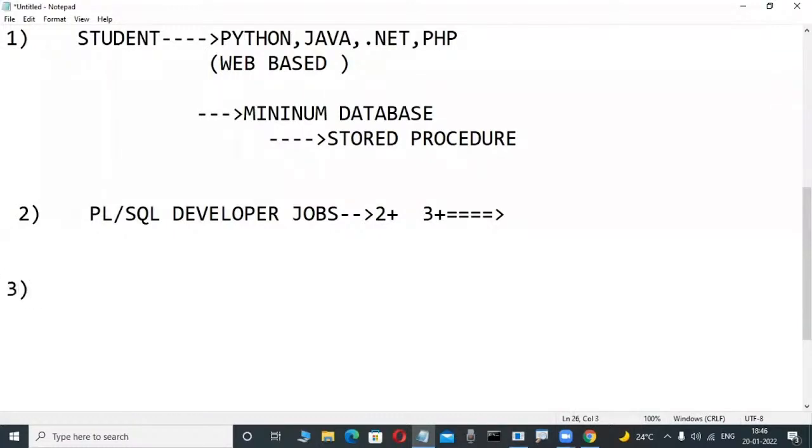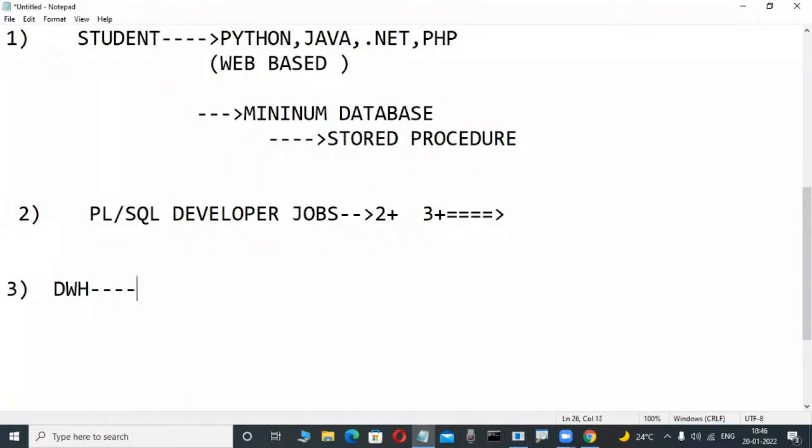Another type of persons: nowadays many people do not have very good coding knowledge, maybe not technical persons, but they want to move into software. In that case, one type of job is available. What is that? Data warehousing technologies are there.